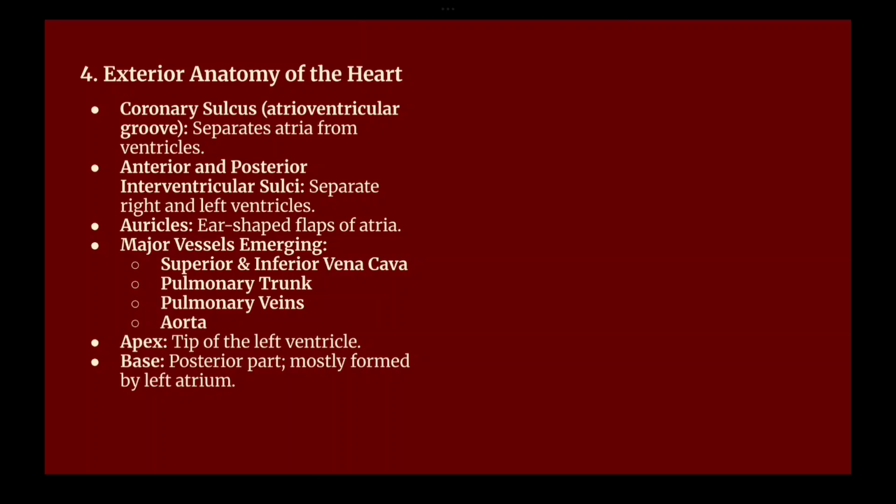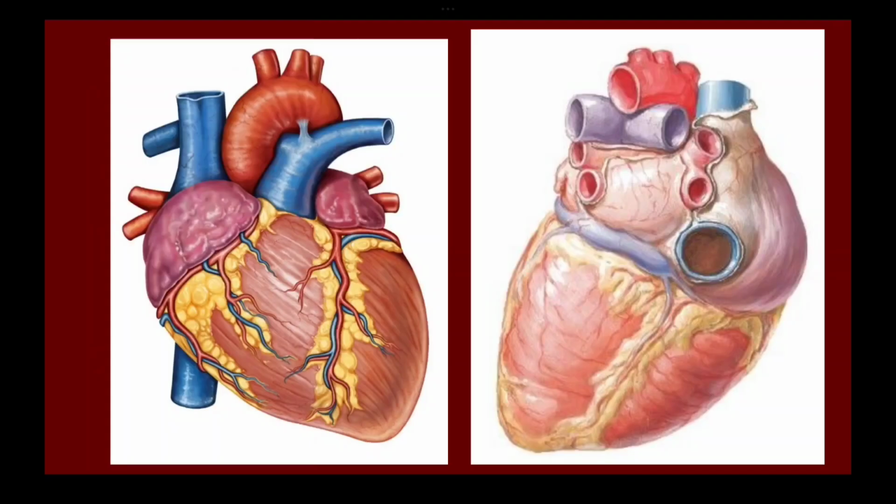Now, the auricles are ear-shaped flaps of the atria, and the major vessels from the heart are the superior and the inferior vena cava. There are the pulmonary trunk, pulmonary veins and aorta as well. So these are the major vessels that you see around the heart. The apex is at the tip of the left ventricle and the base is the posterior part that is mostly formed by the left atrium.